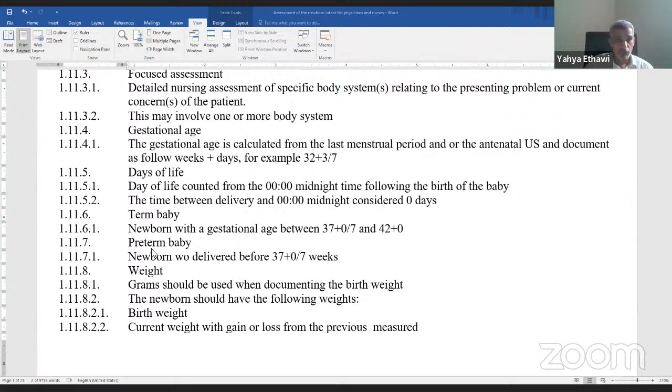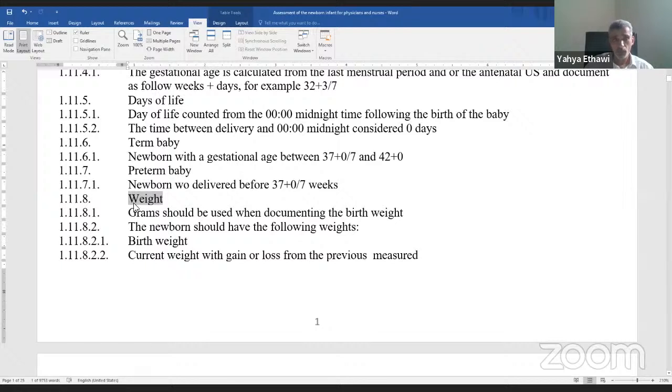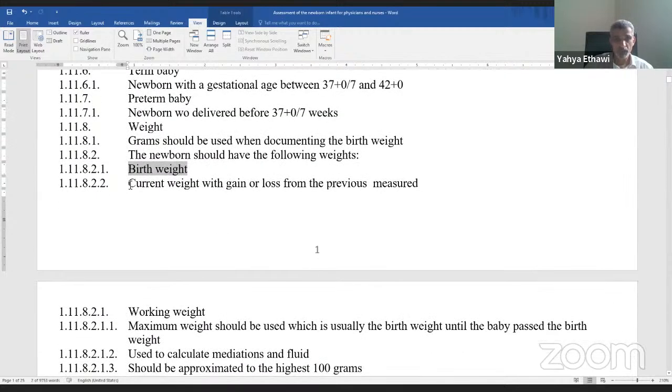Sorry about that. So term baby, any baby is 37 plus 0. Weight, another problem in the ICU. We should use grams, not kilograms, when documenting the weight. We have the following weights. We have the birth weight, which is the first weight after birth. We have the current weight, which is the weight that we measure after the birth weight. We also have the gain and loss of weight, which is the weight change from the last weight measurement, in the last 24 hours, in the last 12 hours, in the last 48 hours.